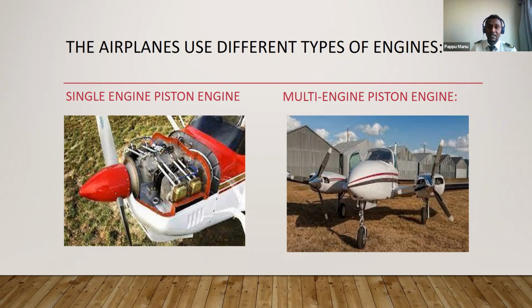Some examples for the single engine will be your Cessna 172, your Cessna 180, your Piper Cherokees 180, 181, and you have your Slings as well. All these 181 or those type of numberings is just the horsepower of the engine. It's nothing complicated. It's like how you say your bike has 150cc or 200cc.